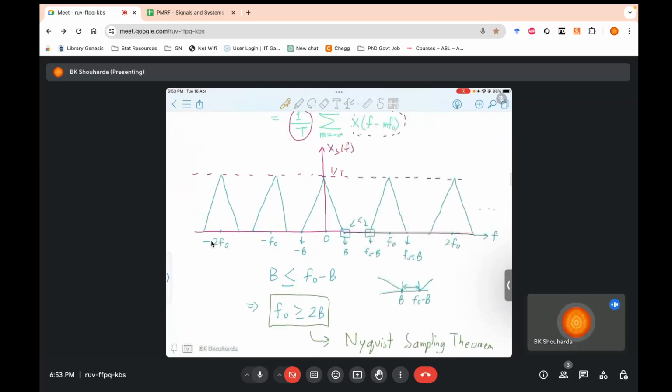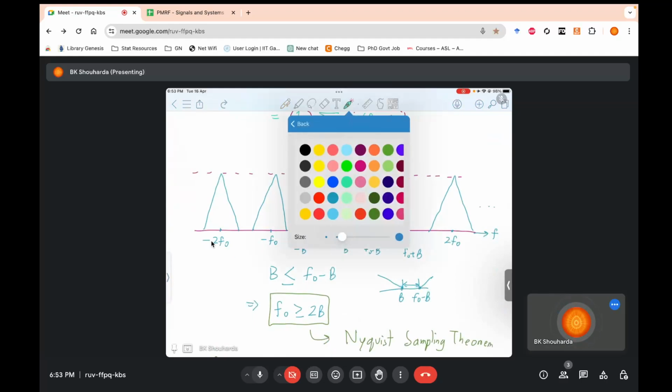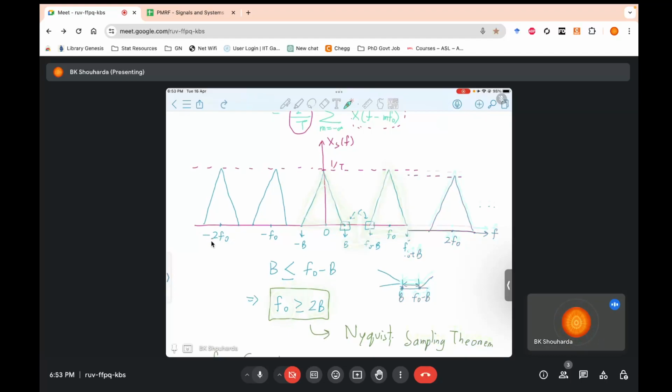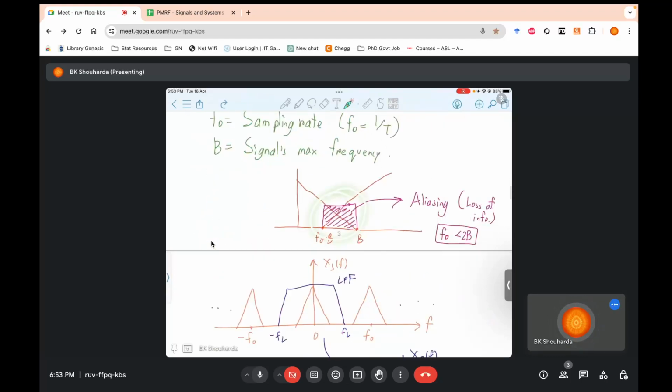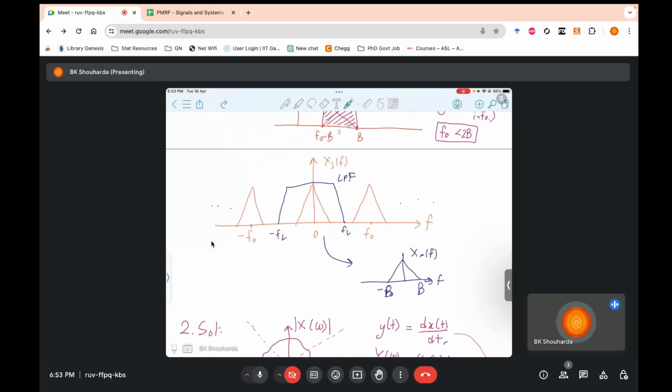Nyquist sampling rate states that the minimum sampling rate must be greater than or equal to twice the bandwidth. How do we check that? We observe the spectrum of the sampled signal and see the condition where it does not overlap. If it overlaps, then something wrong happens, and this is called aliasing. In order to extract the original signal back from the sampled signal, use a low pass filter.